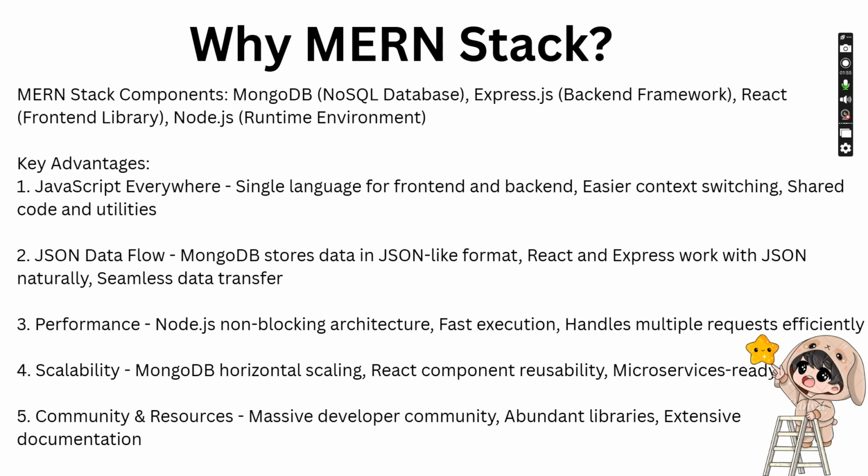In that, why MERN stack? MERN stack components are MongoDB, Express.js, React, Node.js. Key advantages of these are: JavaScript everywhere, a single language for front-end and back-end, easier context switching, shared code and utilities. JSON data flow: MongoDB stores data in JSON-like format. React and Express work with JSON naturally, seamless data transfer.